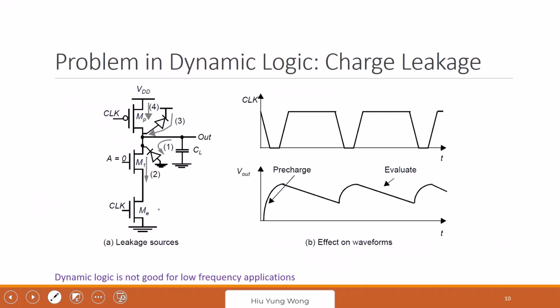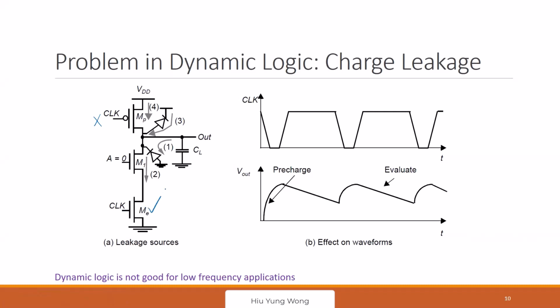Now let's go back to the leakage problem. The problem is if I evaluate and this is 0, I need to keep this at VDD. But during the evaluation, this is not static logic. Remember what is static logic? The output always has a low resistive path connecting the output to either VDD or ground. During evaluation, clock is off.